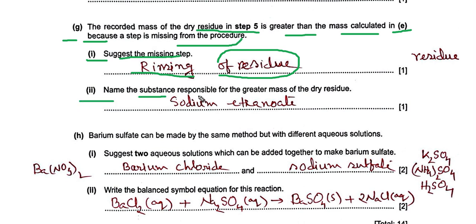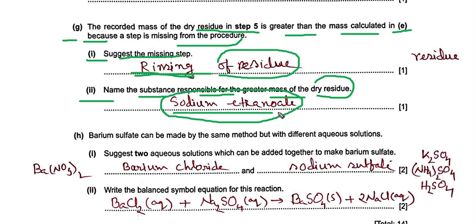Name the substance responsible for the greater mass of dry residue. So sodium ethanoate is present. As the residue is not rinsed, sodium ethanoate will be present, that's why the mass will be greater.